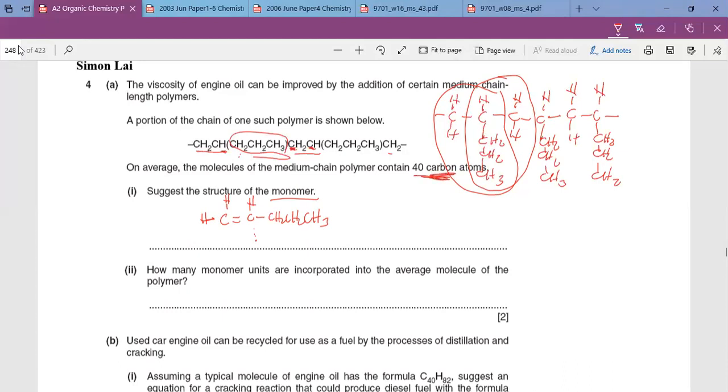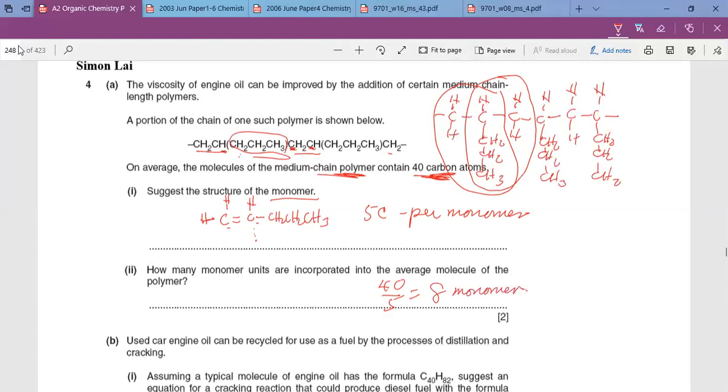Now remember they say 40 carbon atoms. So how many carbon atoms per monomer? 2, 5, is it? So 5 carbon atoms per monomer. How many monomer units are incorporated in the average molecule? There are 40 carbons in one polymer chain. So 40 divided by 5. 8. 8 monomers.